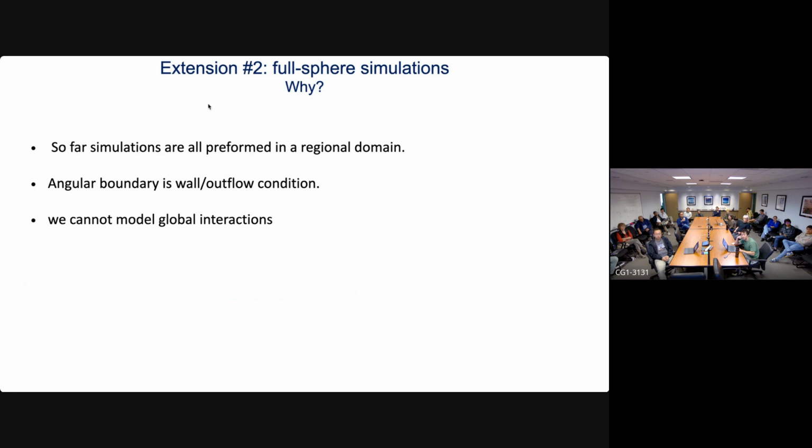So the second extension and improvement is the implementation of full sphere simulations. So far the simulations are all performed in a regional domain, and we simply apply a reflective wall boundary condition or the outflow boundary condition for the angular theta and phi directions. And we cannot model global interactions, which is quite important because a CME event is usually a global expansion.